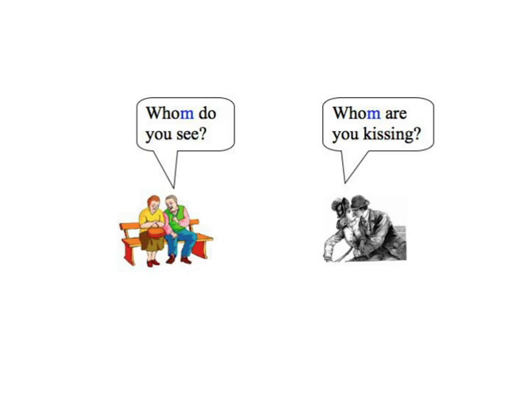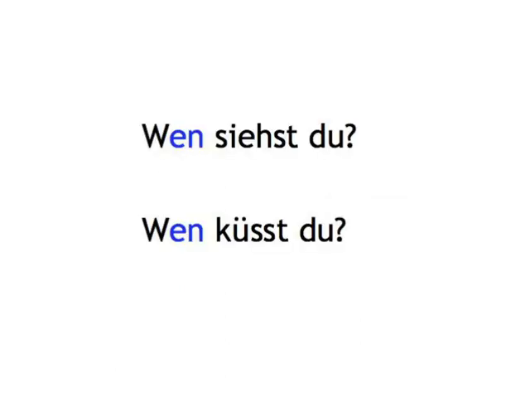Your great-grandparents would probably have used this form as a matter of course. It's dying out, though. You probably don't use whom at all. You can see how dynamic language is. In German, however, wen is alive and well. So we ask, wen siehst du? Whom do you see? Or more normally, who do you see? Wen küsst du? Whom do you kiss? Or more normally, who do you kiss?